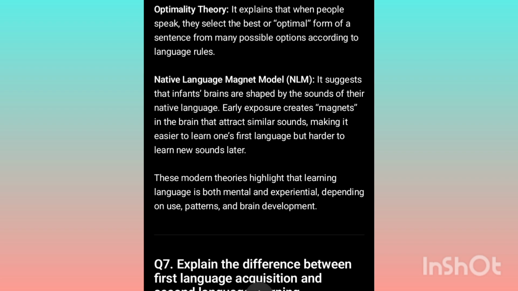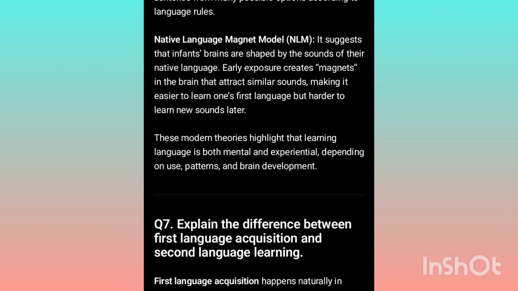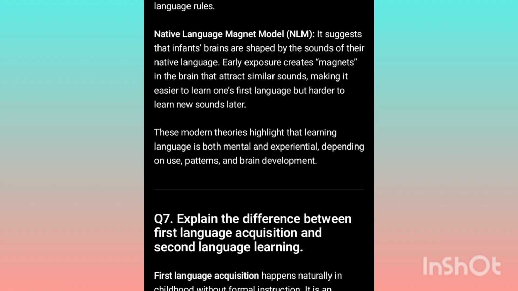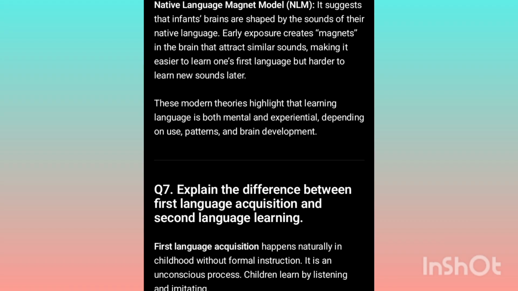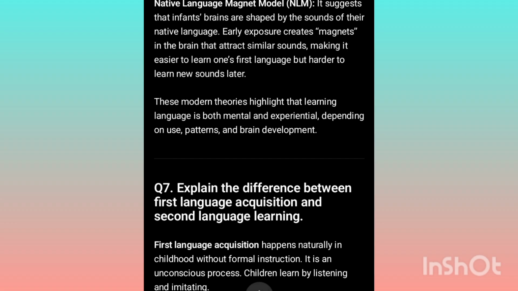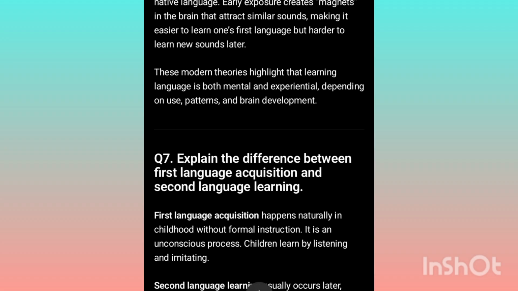Native language magnet model, NLM. It suggests that infants' brains are shaped by the sounds of their native language. Early exposure creates magnets in the brain that attract similar sounds, making it easier to learn one's first language, but harder to learn new sounds later. These modern theories highlight that learning language is both mental and experiential, depending on use, patterns, and brain development.